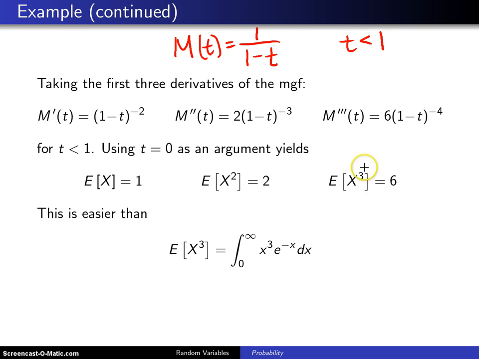Notice if you wanted to calculate this expected value of x cubed in the usual fashion, you would integrate over the support of x cubed times the probability density function dx. And this is a big pain because you've got to use integration by parts 3 times over, with lots of opportunities for errors, whereas this one generates all 3 of the moments very quickly by just plugging t equals 0 into the derivatives.